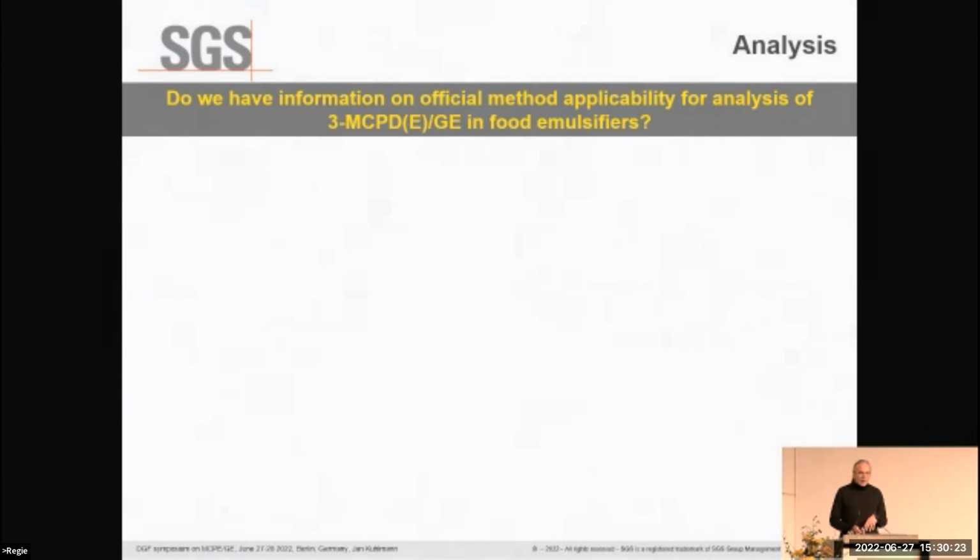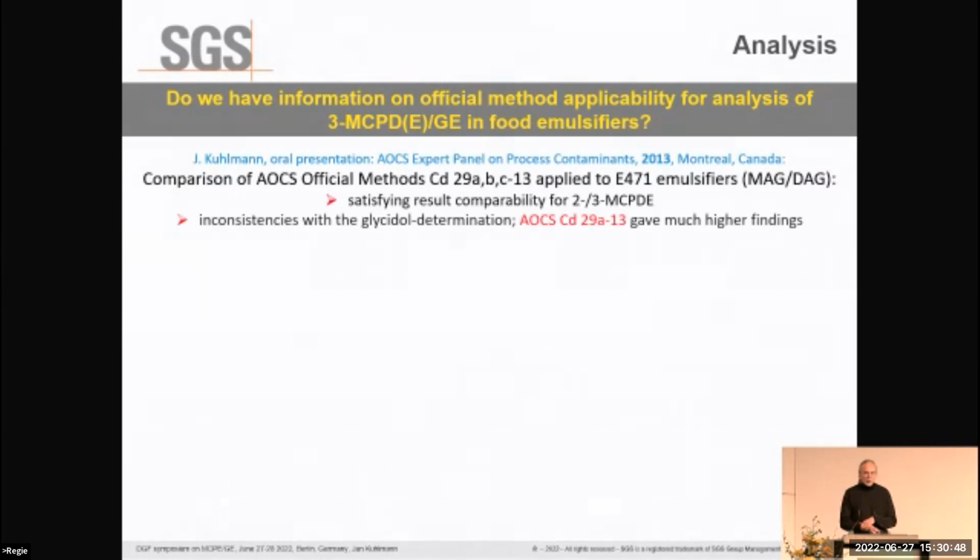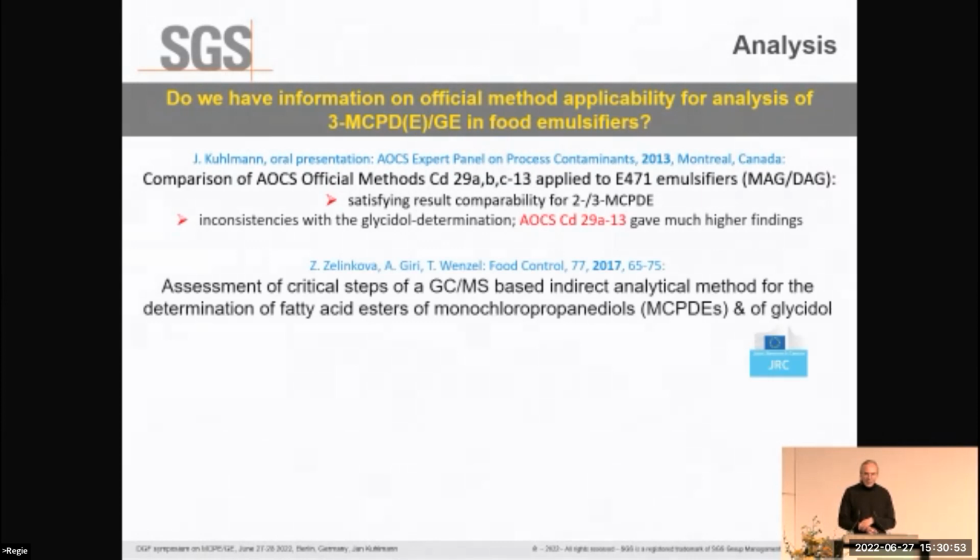So in this regard, it makes sense to check if there's already information available. And it was in 2013 when a more or less unknown researcher presented at the AOCS expert panel a comparison of the official method applied to emulsifiers. The outcome was satisfying result comparability for 2- and 3-MCPD esters, but inconsistencies with the A method, which gave higher findings with glycidyl. That was confirmed a few years later by the Joint Research Center.